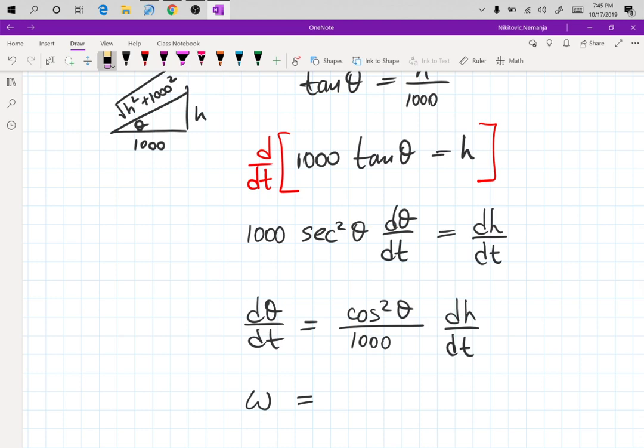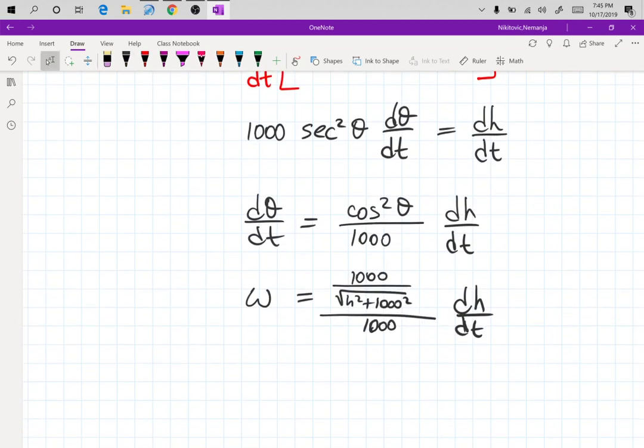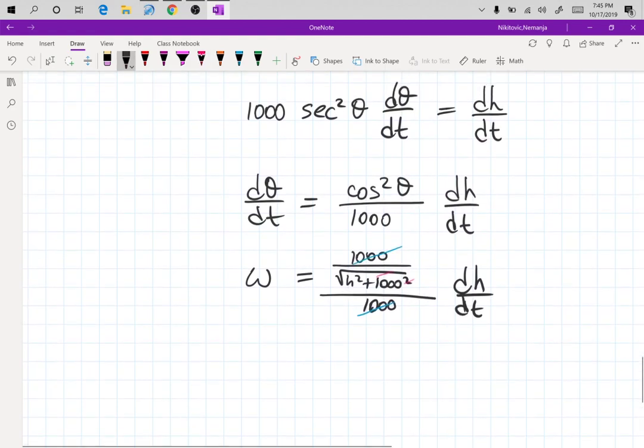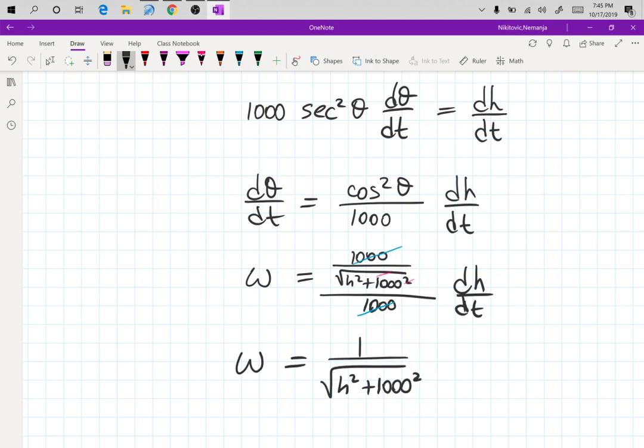Cosine is adjacent over hypotenuse. So cosine is 1,000 divided by the square root of h squared plus 1,000 squared, all divided by 1,000. And we still have dh dt. 1,000 and 1,000 will cancel. The square root and the square will cancel. And what we get is that omega is equal to 1 over the square root of h squared plus 1,000 squared, times dh dt. Welcome to being an engineer.